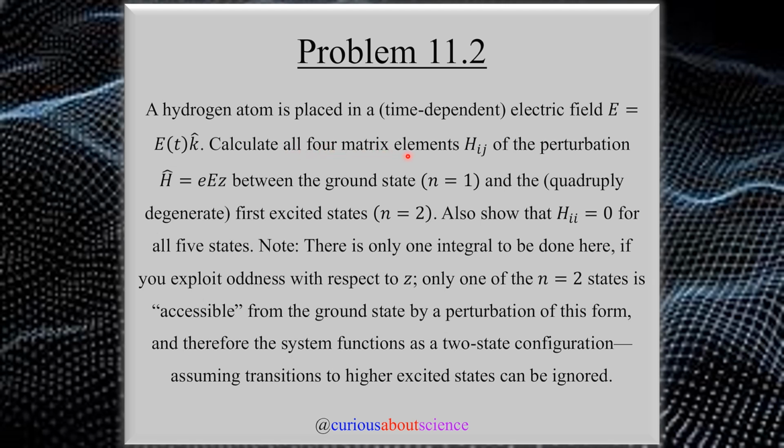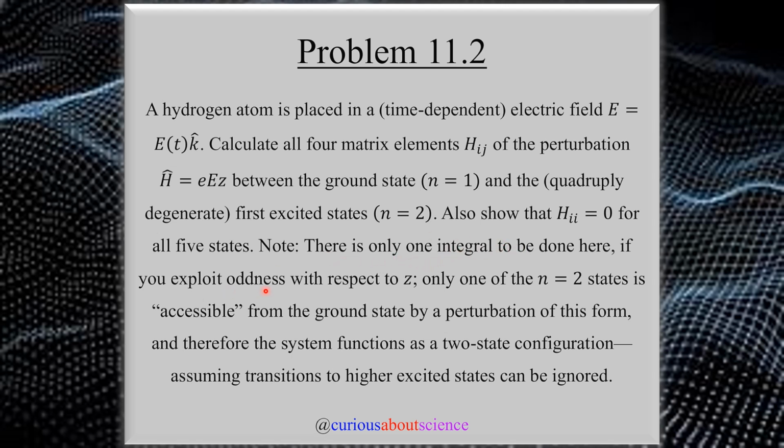Calculate all four matrix elements H_ij of the perturbation H hat, which is e, the charge, the electric field, and z, between the ground state n equals 1 and the quadruply degenerate first excited state n equals 2. Show that H_ii equals 0 for all 5 states. Note, however, there is only one integral to be done here.